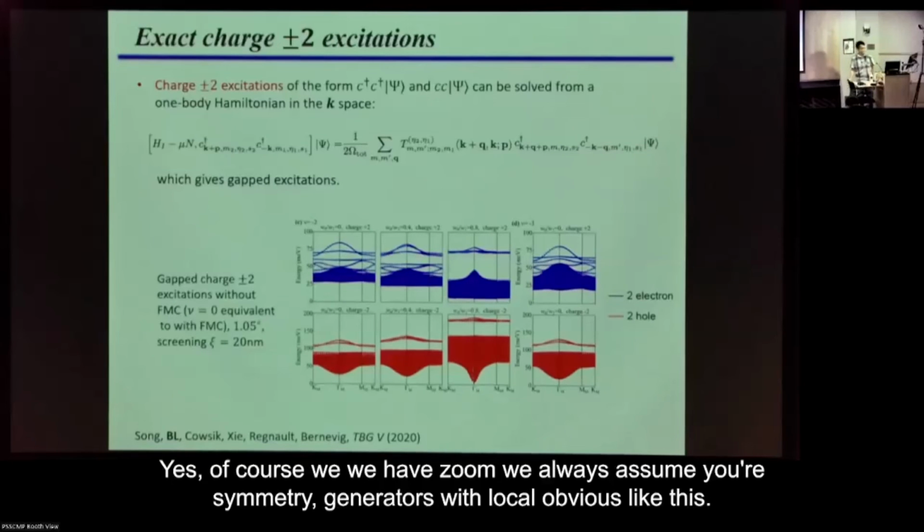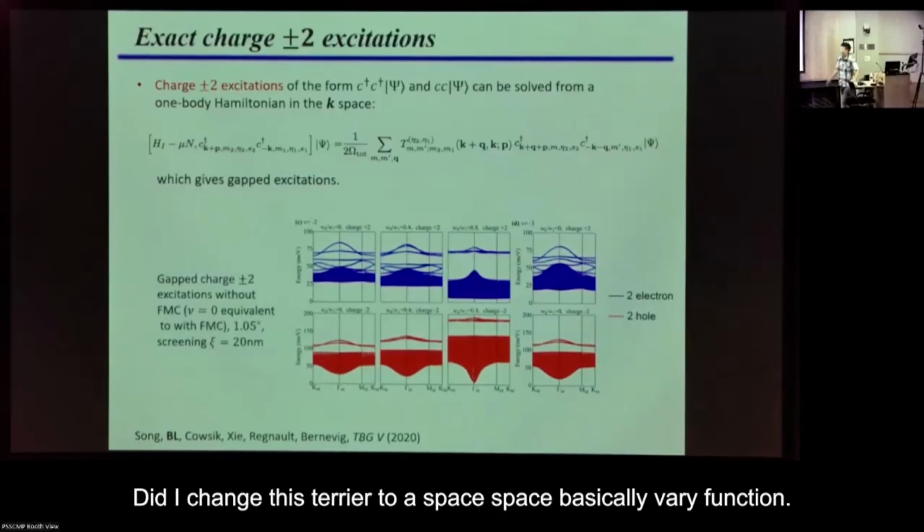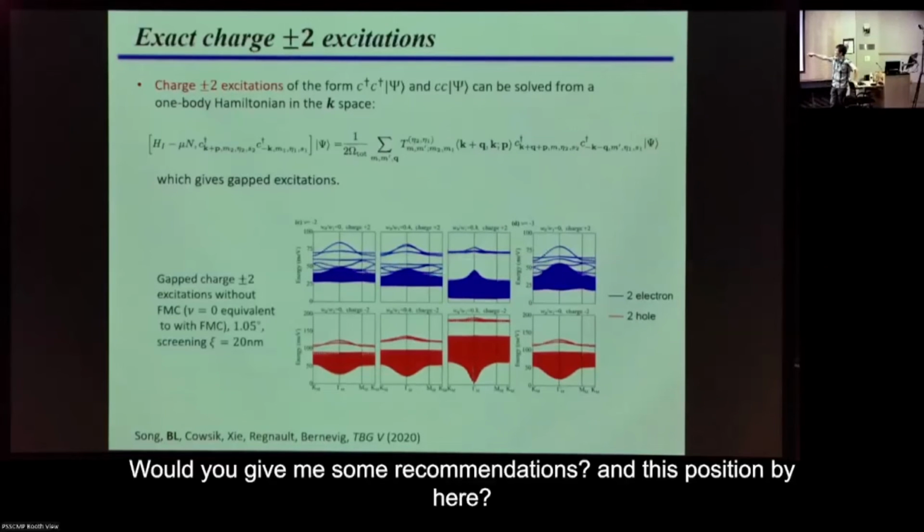Okay, let me just briefly mention that this is also what Andre mentioned. So you can further calculate the charge 2 excitations by the same logic. So basically this is again a single particle problem. And this is the anti-bonding states mentioned by Andre. So basically you can get the spectrums here without problem.